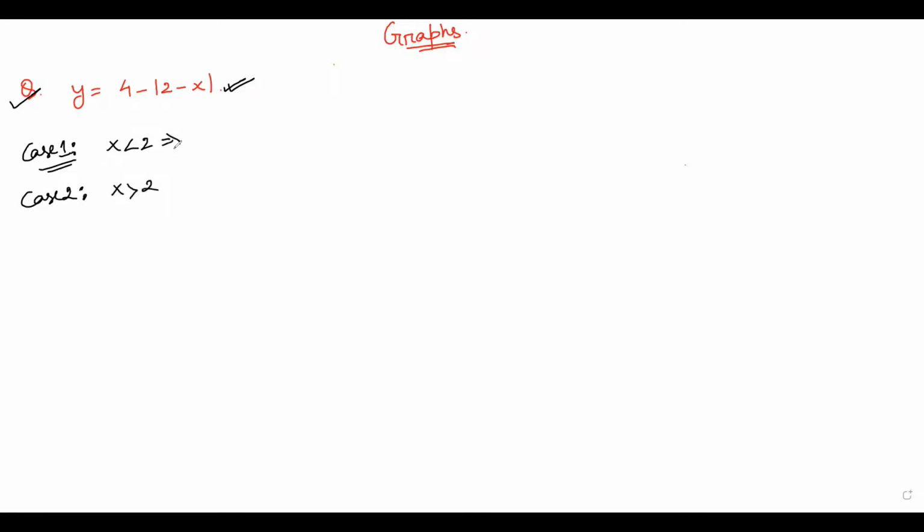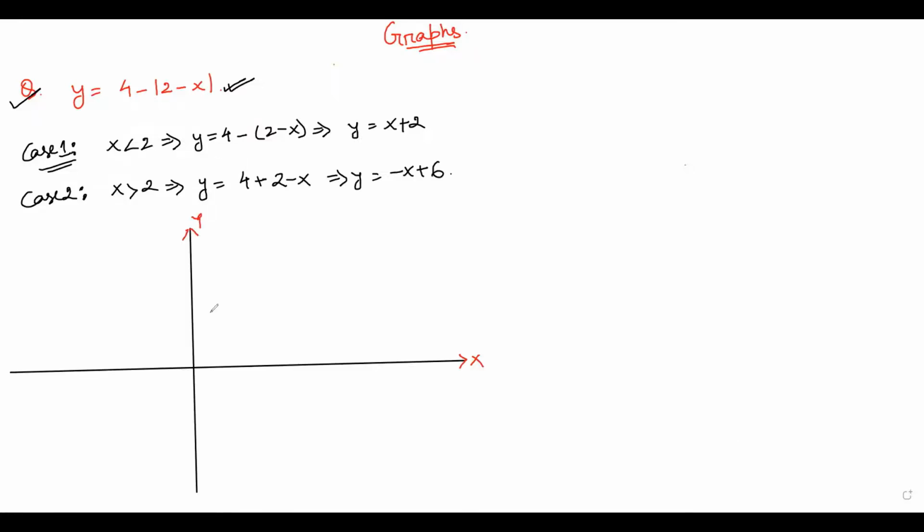So when x is less than 2, in that case, this would be y equal to 4 minus of (2 minus x), because 2 minus x would be positive when x is less than 2. And this would give us y equal to x plus 2. In a similar way, when x is greater than 2, 2 minus x would be negative. So this would be y equal to 4 plus of (2 minus x). And this would be y equal to minus x plus 6.